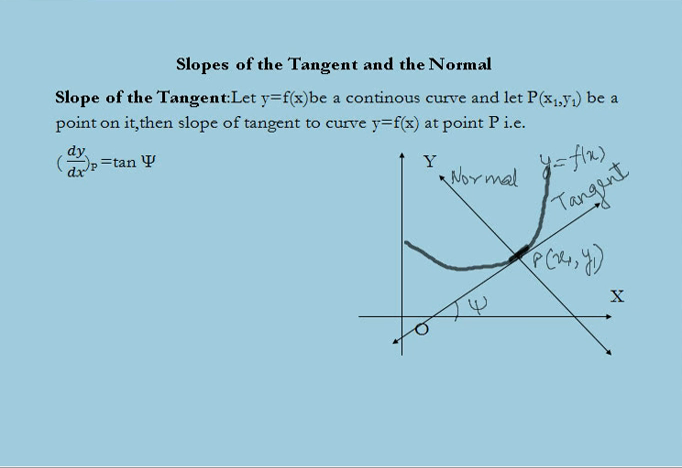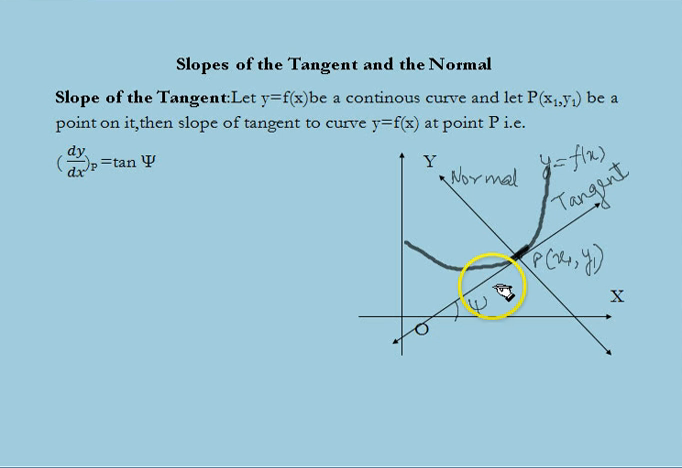And thus we can define the slope of the tangent by considering a curve which is y equal to f(x), which is continuous in nature, and point P, (x1, y1), be the point on it. Then the slope of the tangent to the curve y equal to f(x) at point P is equal to dy by dx at P equal to tan psi, where psi represents the angle that this tangent makes with the positive x-axis of this graph.